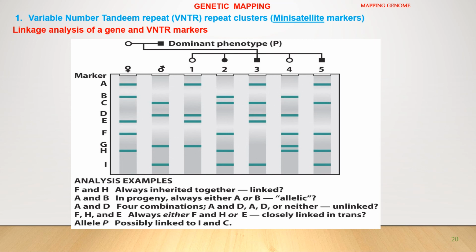The profile also shows that all the affected individuals show VNTR for I and C. Hence, it can be concluded that the gene assumed to be responsible for the disease is linked to the VNTR markers I and C. This is how a linkage map is created using VNTRs.